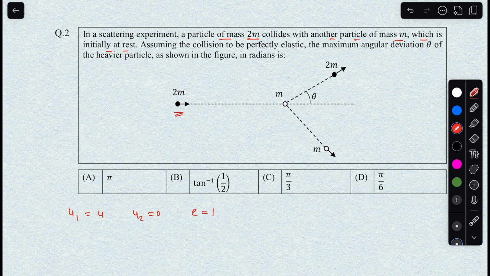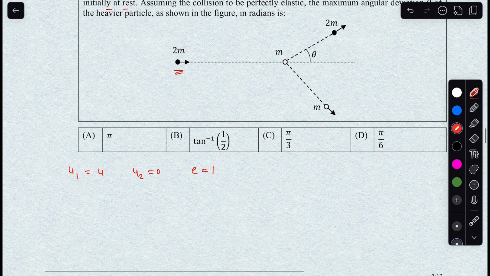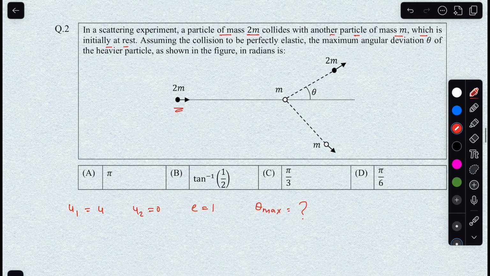The maximum angular deviation theta of the particle, so theta max we need to calculate. How much is the maximum angular deviation? Of course, here when scattering is happening, it is not a 1D collision or head-on collision. If it would have been a head-on collision, then the particle would have moved in a straight line.